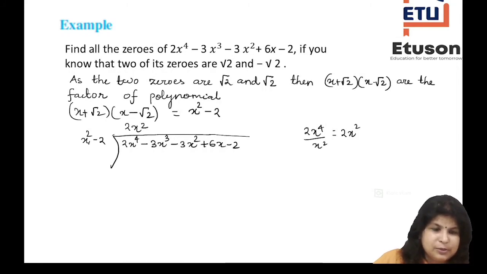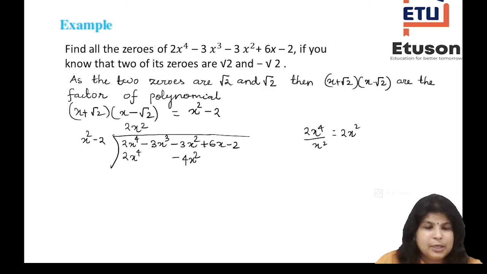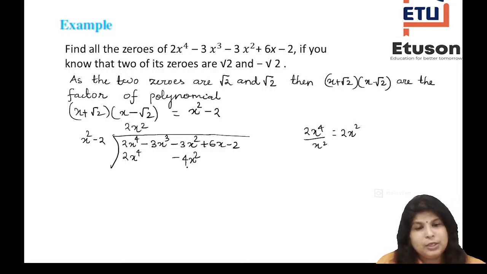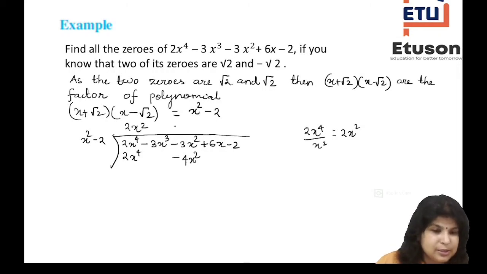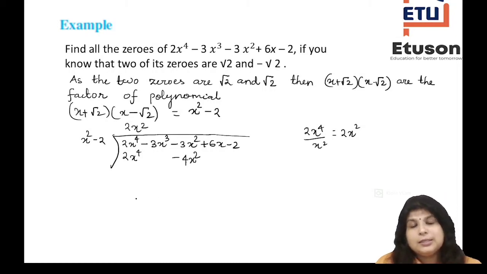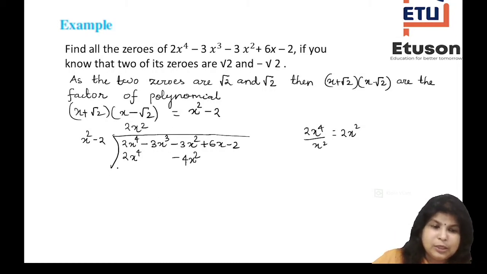Multiply this 2x square with x square minus 2. So you will get 2x to the power 4 minus 2x square into minus 2, how much? Minus 4x square. Because I have written minus 4x square below minus 3x square, don't get confused. I have written it only because it is a like term. So you have to write accordingly. Whatever answer you are getting, you have to write below the similar terms. Then only your subtraction part will be easier.